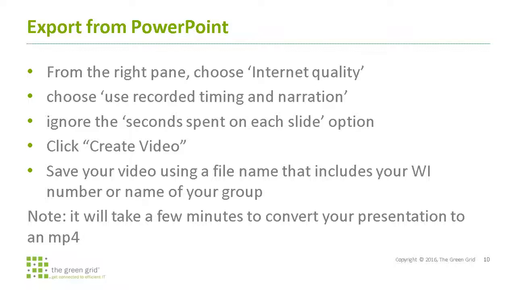From that right-hand pane, choose Internet Quality. We found that going with the higher quality ones makes the file too large. Going with the lowest quality one makes it a bit grainy. Internet quality, not surprisingly, seems to be what works best when loading into Facebook. Choose to use the recorded timings and narrations. Those are the check marks that we didn't change earlier. Ignore the seconds spent on each slide option. That would allow you to actually set that specifically if you didn't already record the timings.